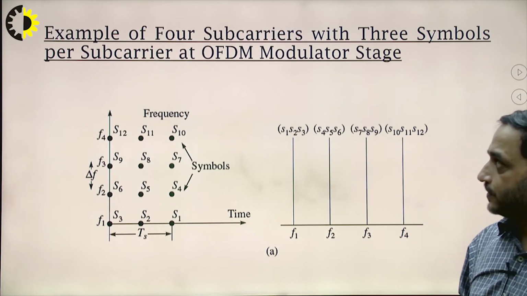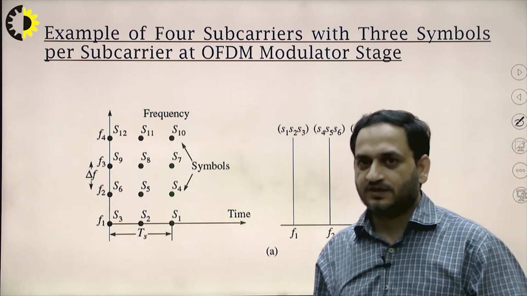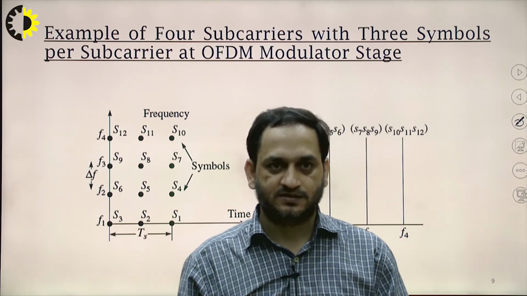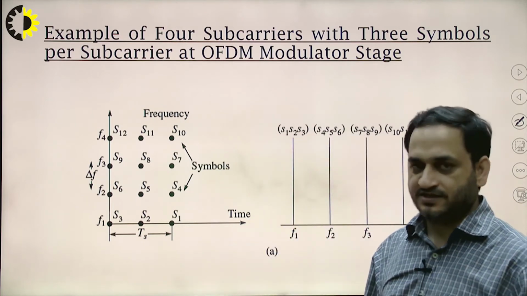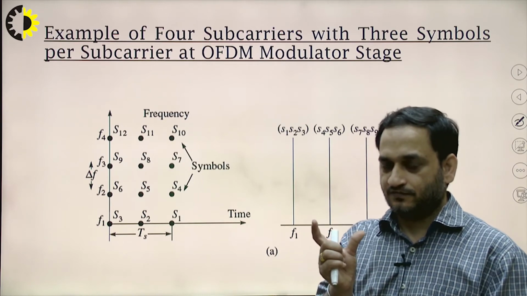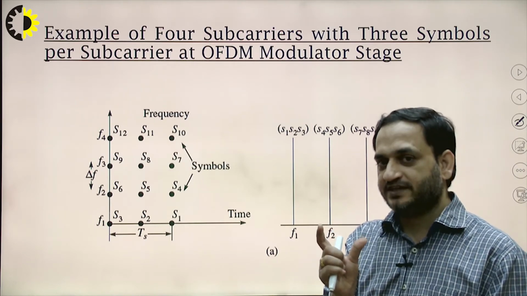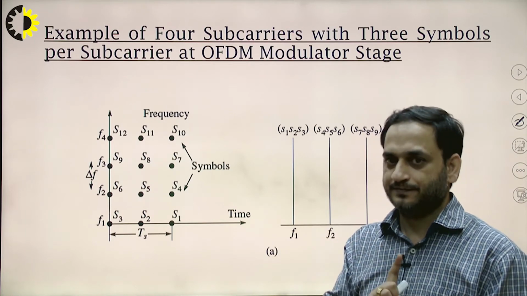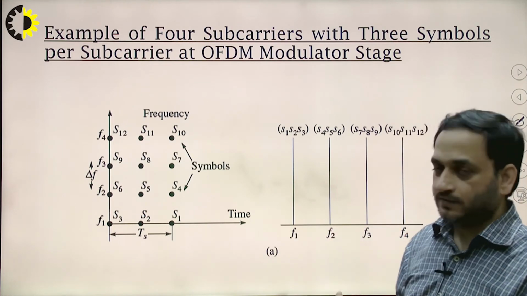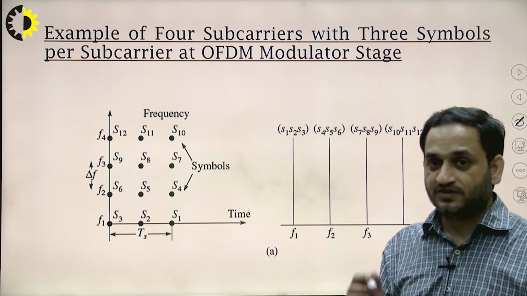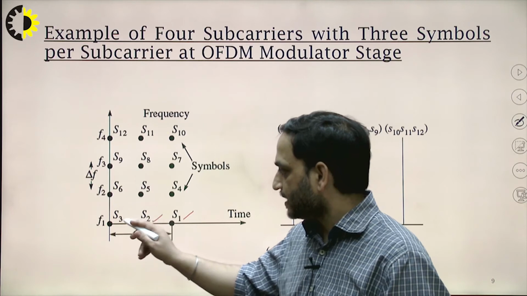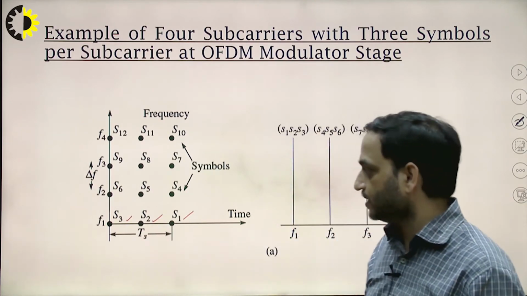Here is the example of 4 subcarriers with 3 symbols, that is, 3 symbols per subcarrier at the OFDM modulator stage. What we discussed previously was that we assumed 3 bits and modulated those 3 bits with one particular carrier frequency, grouping the 3 bits. But here we are talking about 4 subcarriers with 3 symbols. So the 3 symbols are S1, S2, S3, and the corresponding subcarrier is F1.